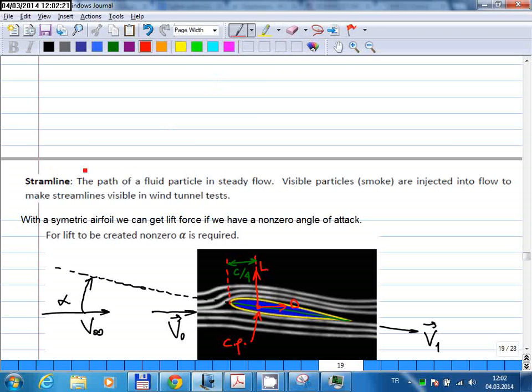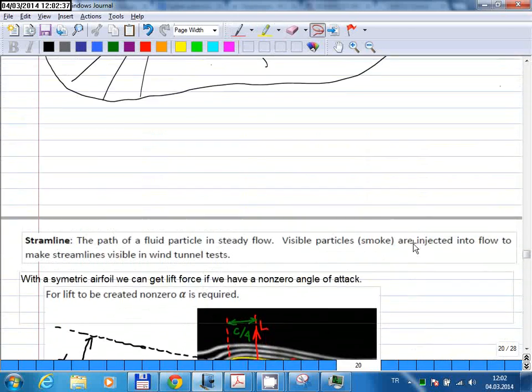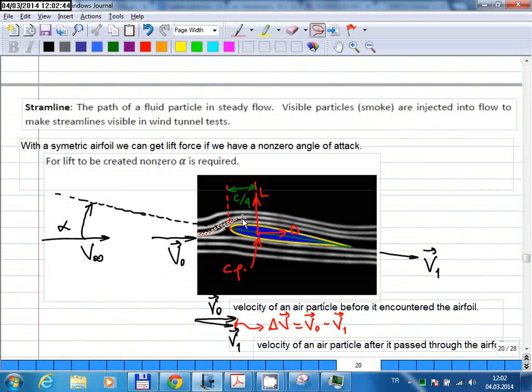So here I define streamline. The path of a fluid particle in steady flow is called a streamline. Visible particles, smoke, are injected into the flow in a wind tunnel to make streamlines visible. So these lines I've been drawing before are in fact called streamlines. Maybe I should have defined this earlier. But anyway, these white lines are called streamlines. And in a wind tunnel test, again, smoke generators are used, and the smoke particles can be seen with the naked eye, and you can see the streamlines in a wind tunnel that way.